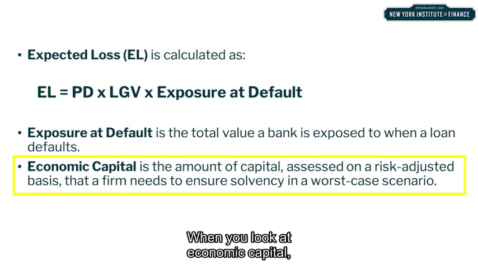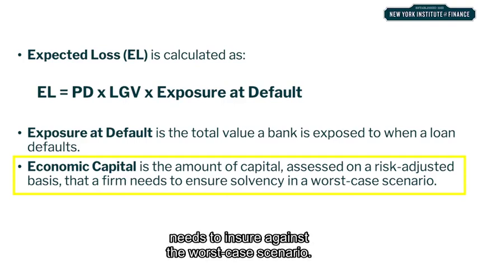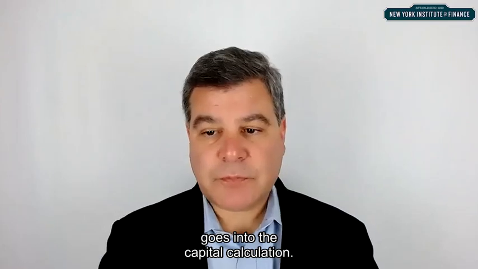When you look at economic capital, it's the amount of capital assessed on a risk-adjusted basis that a firm needs to insure against the worst case scenario. So generally, when you look at economic capital, you will see that economic capital often has extreme but plausible events, and that goes into the capital calculation.